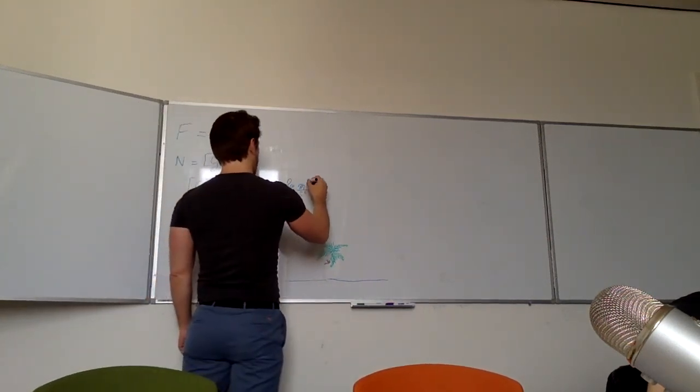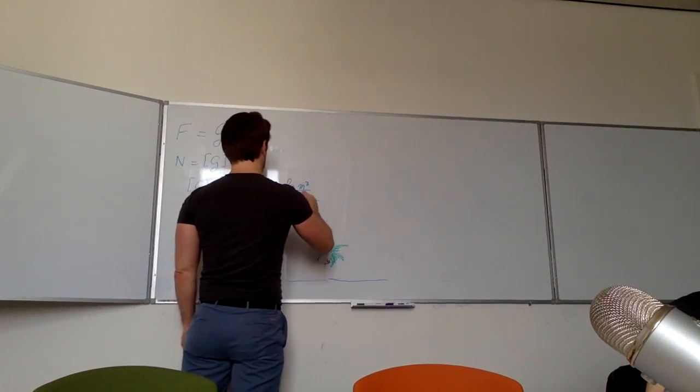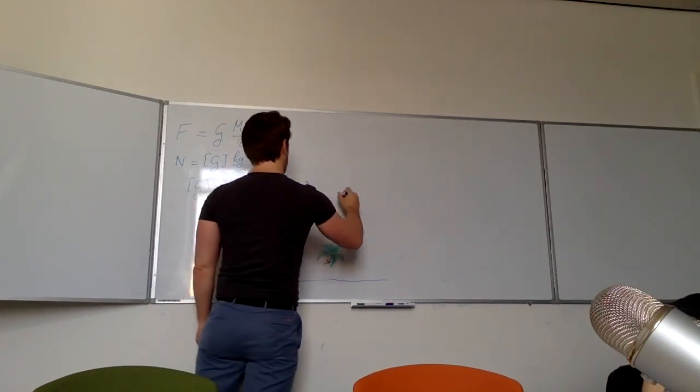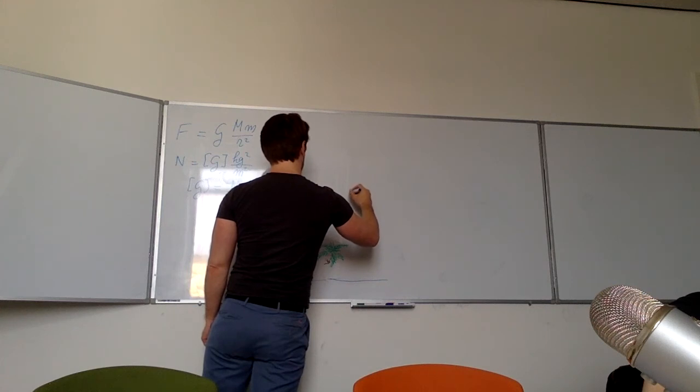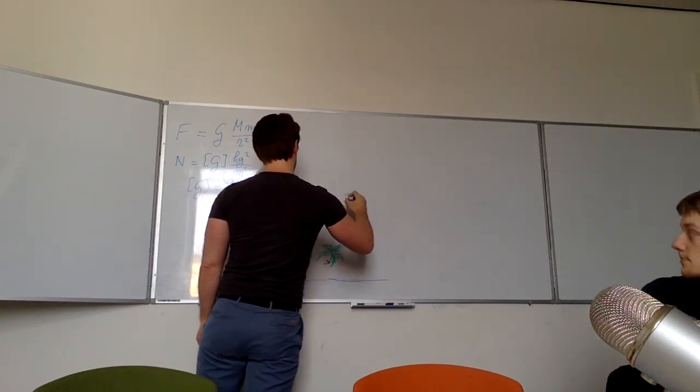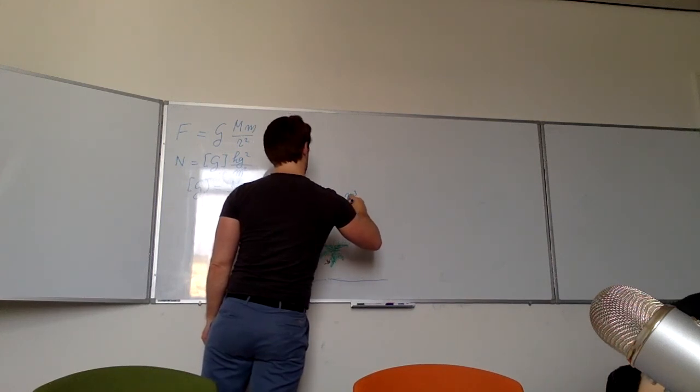So if you put everything together, then you know that G in total, I always forget what it is, I have to rederive it every time that I use it, is meter to the third over second squared kilogram.